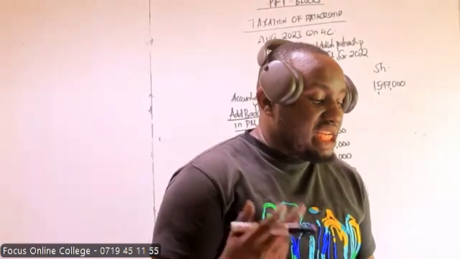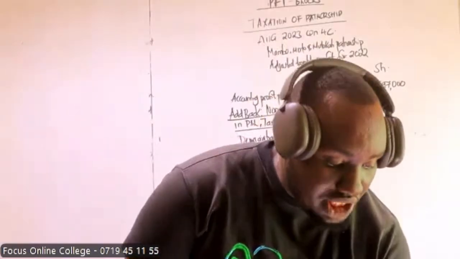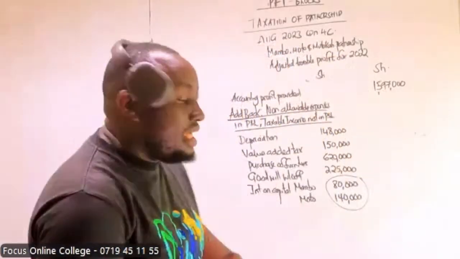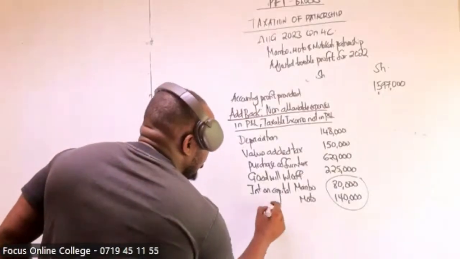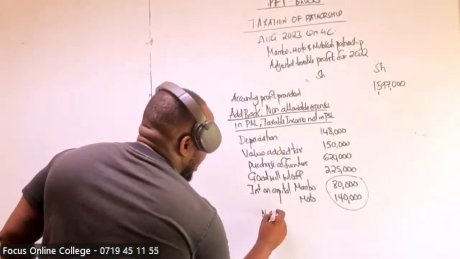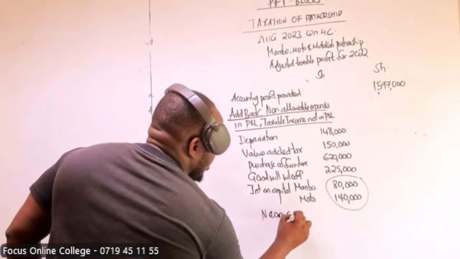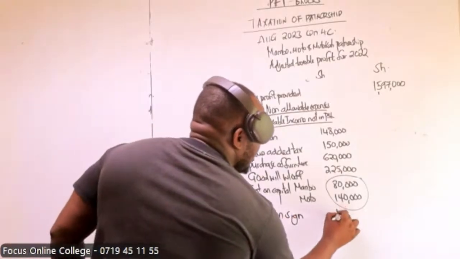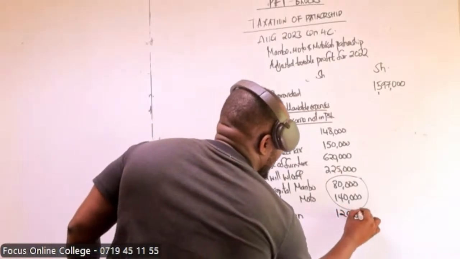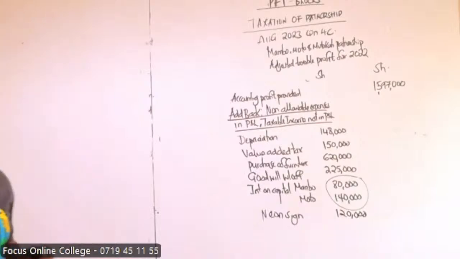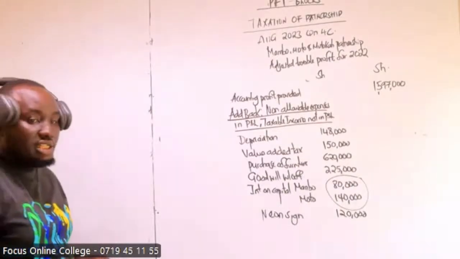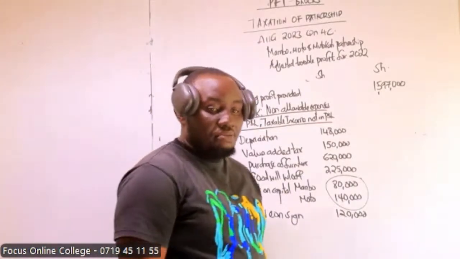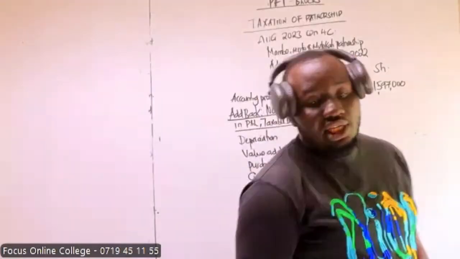We are told that advertising expenses include 120 spent on a neon sign. So on this additional information, we have what is called the neon sign. What is the figure for the neon sign? The figure for the neon sign is 120. Give me a yes if you're together.